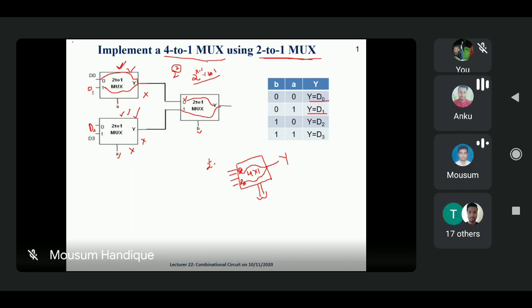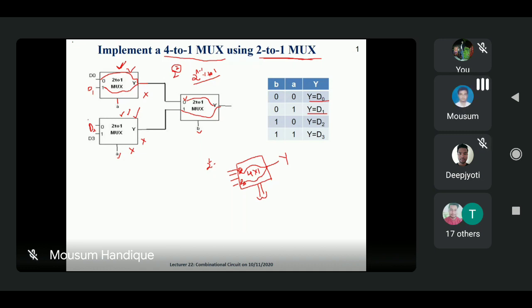Sir, can you repeat once? Suppose we want to implement an 8 to 1 mux using 4 to 1 mux. My question is, how many 4 to 1 mux are we using to implement an 8 to 1 mux? Sir, we can use 2.